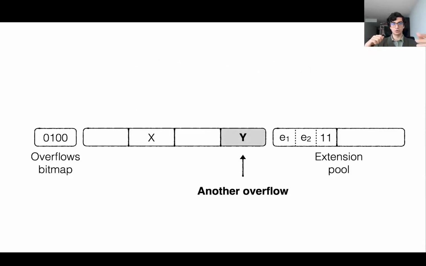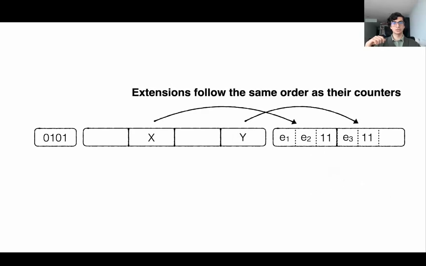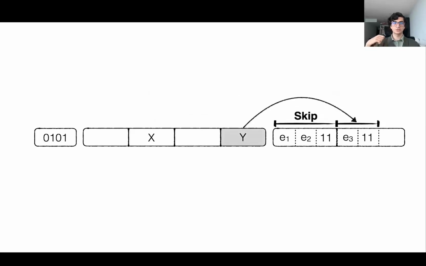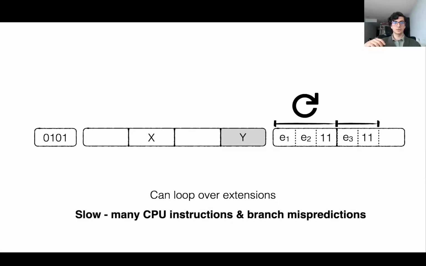When we get another overflow after more insertions, we simply set the corresponding bit in the overflows bitmap to 1 and add the overflowing significant bits to the extension pool. While doing so, we ensure that the extensions follow the same ordering as their counters. This allows us to locate the extension of a counter by skipping the extensions of all overflowing counters to its left. Now, we can actually do this using simple looping, but that turns out to be slow as it involves many CPU instructions and branch mispredictions caused by looping.